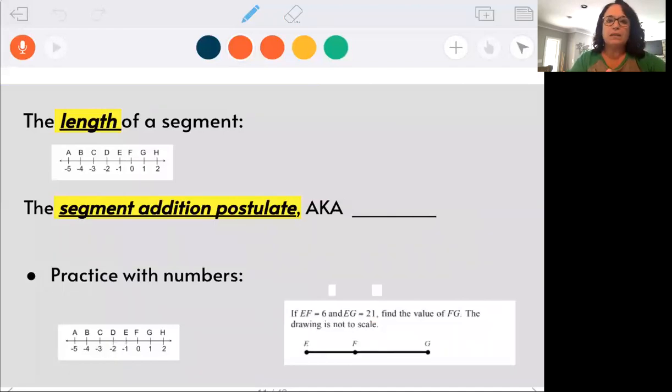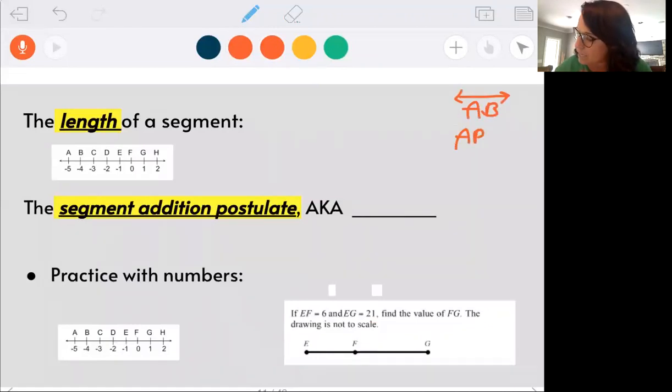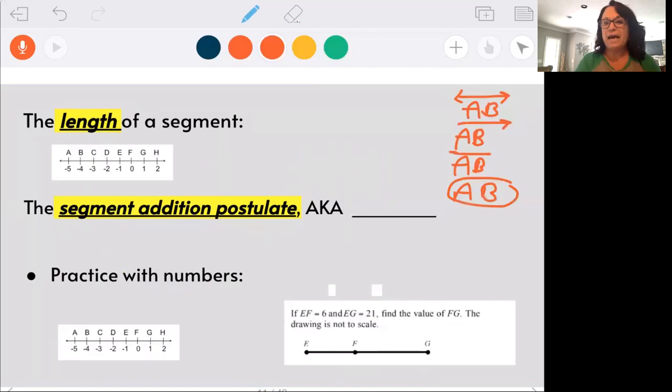So when we talk about the length of a segment in terms of notation, I'm going to go back and talk about yesterday. We talked about line AB going forever in both directions. We talked about ray AB starting at A and going forever to the right. We talked about segment AB ending at A and ending at B, so no arrows. Now, when we just talk about AB without anything over it, that means how long it is. So when it says what is DF, it means how long is segment DF.